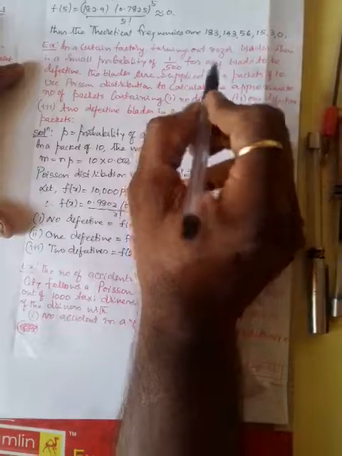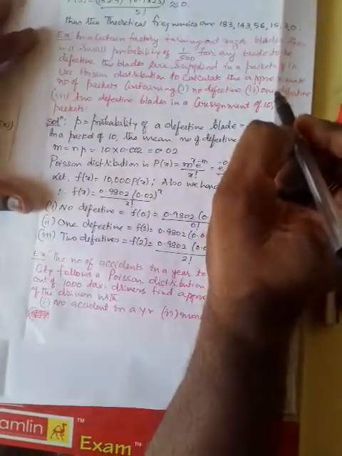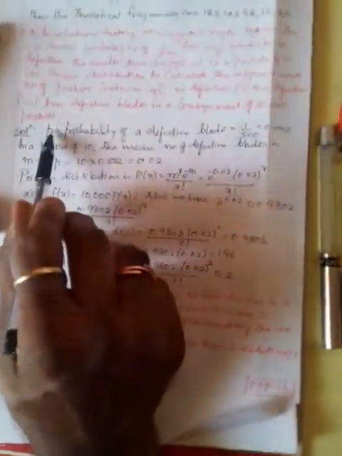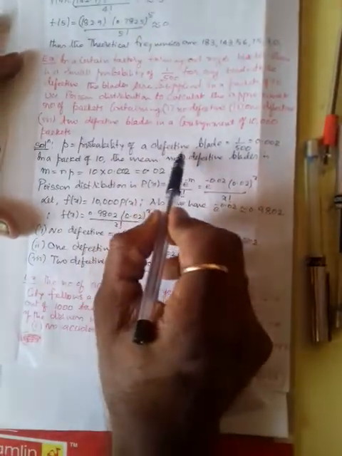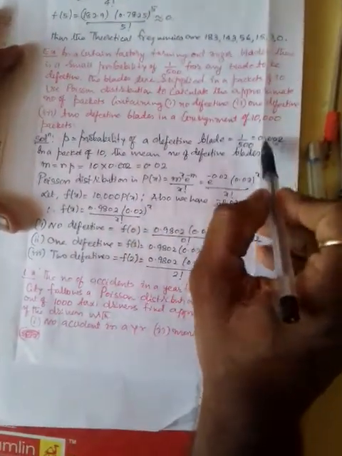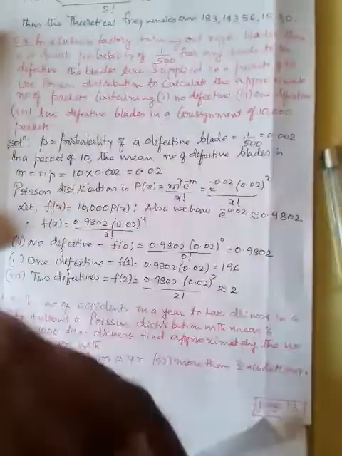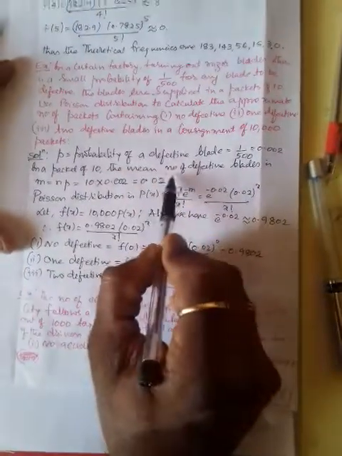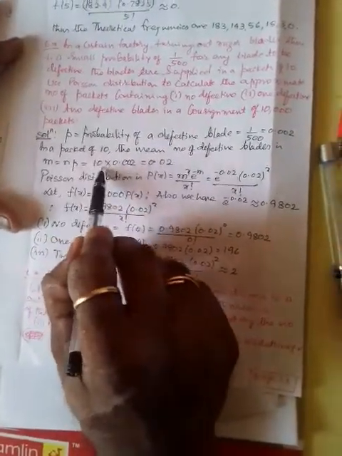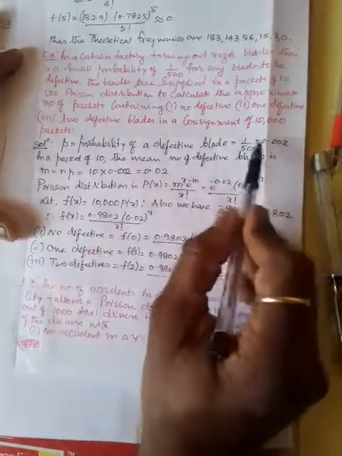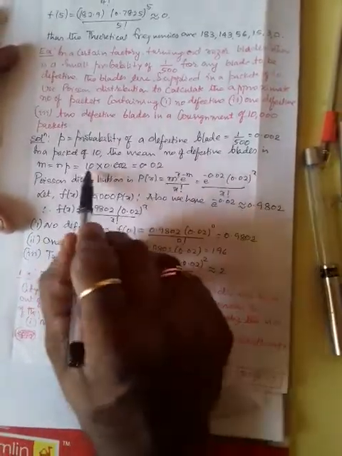My dear students, please refer to this as a very important example. This example may not be given directly in the examination, but the tune of this type of example will be very important. Tune means the nature. Come to the solution. P is the probability of a defective blade, that is 1 upon 500, equal to 0.002. It is already given. In a packet of 10, the mean number of defective blades is m equal to np, that is 10 into 0.002, which is 0.02. Why is it 10?